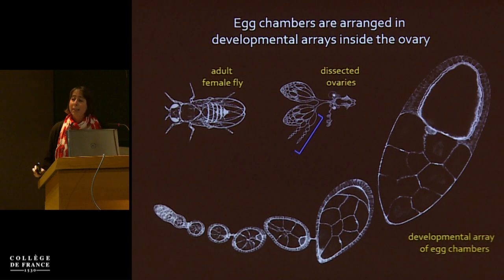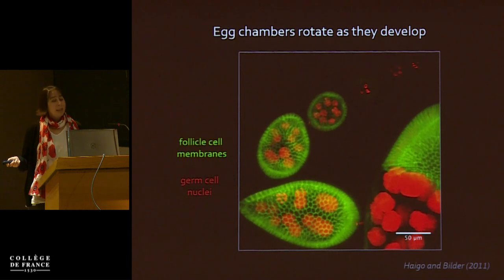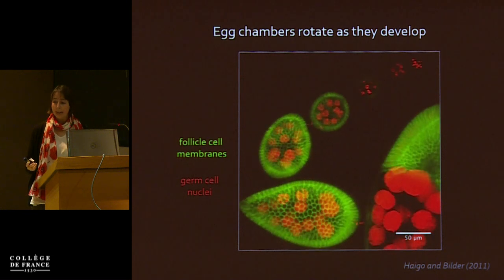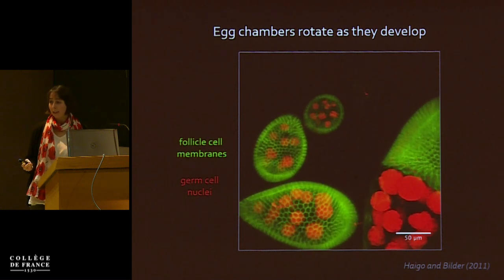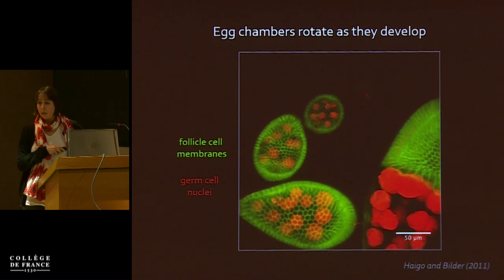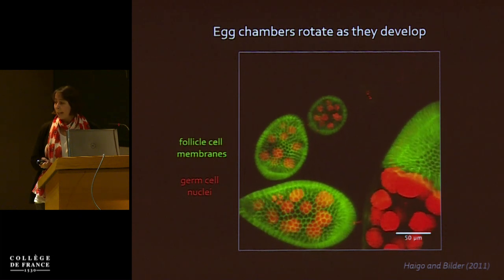Now, when an egg chamber is actually in the ovary of an adult female fly, they're arranged in linear arrays with younger egg chambers at one end and older egg chambers at the other. And if you take these developmental arrays out of the female and place them in culture, they show this really tremendous behavior where the entire organ is rotating around its anterior-posterior axis. These red balls are the nuclei of those internal germ cells. The epithelial cells are marked in green.